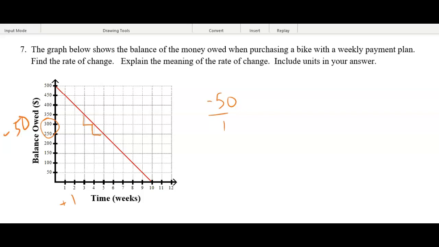That is my rate of change, but now it explains what it means. That means that you are paying back, really, because it's money you owe. Paying back $50 per 1 week.